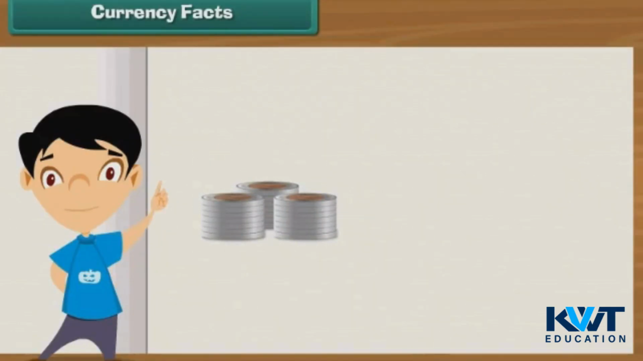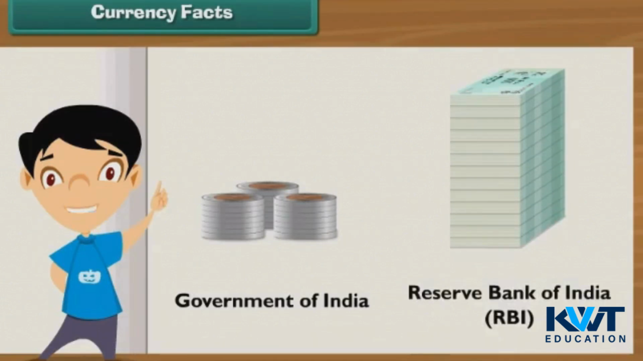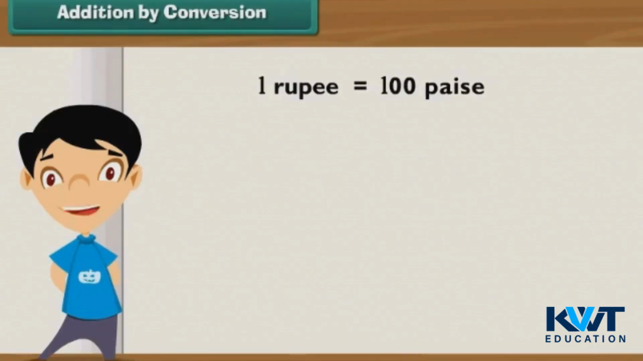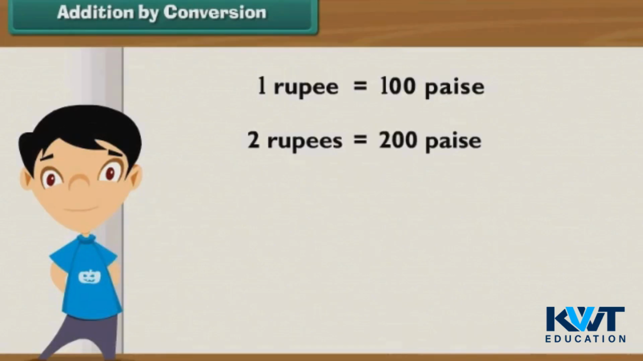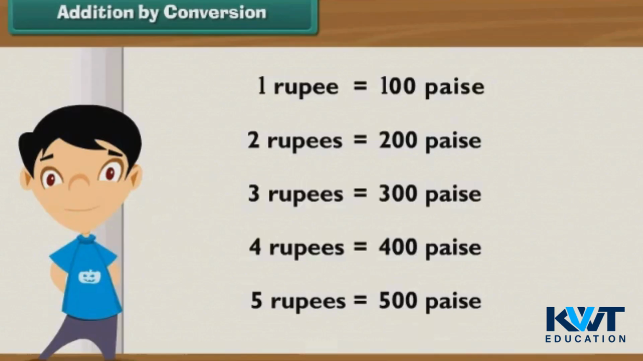While the coins are minted by the Government of India, the bank notes are issued by the Reserve Bank of India, RBI. Addition by conversion. You are aware that 1 rupee is equal to 100 paise. It means 2 rupees are equal to 200 paise. 3 rupees are equal to 300 paise. 4 rupees are equal to 400 paise. And 5 rupees are equal to 500 paise.